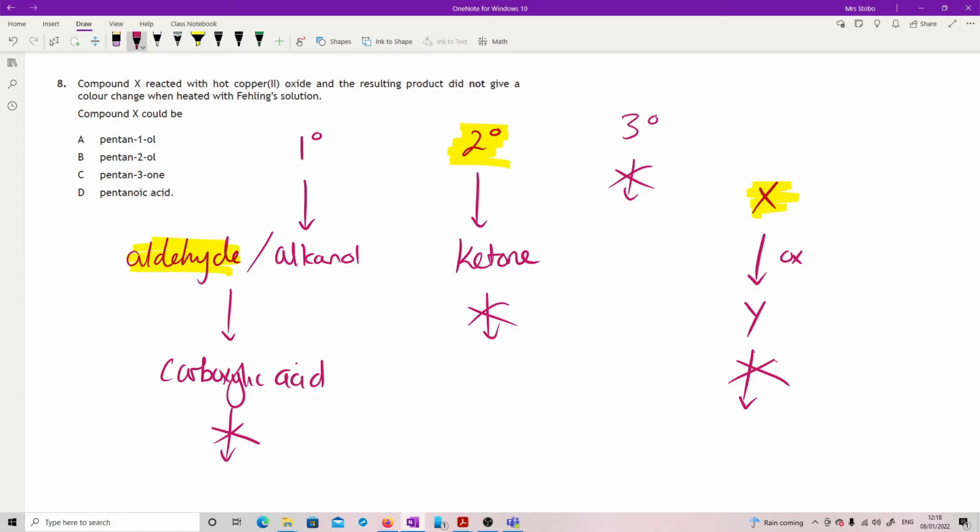Right, and so that's all you're looking for. So let's get rid of pentan-3-one because that's a ketone. Let's get rid of pentanoic acid because that's a carboxylic acid. I'm left with pentan-1-ol and pentan-2-ol. 1, 2, 3, 4, 5. Okay, if it's on the end here, it's a primary. If it's at number 2, it's a secondary. I need the secondary. There we go.